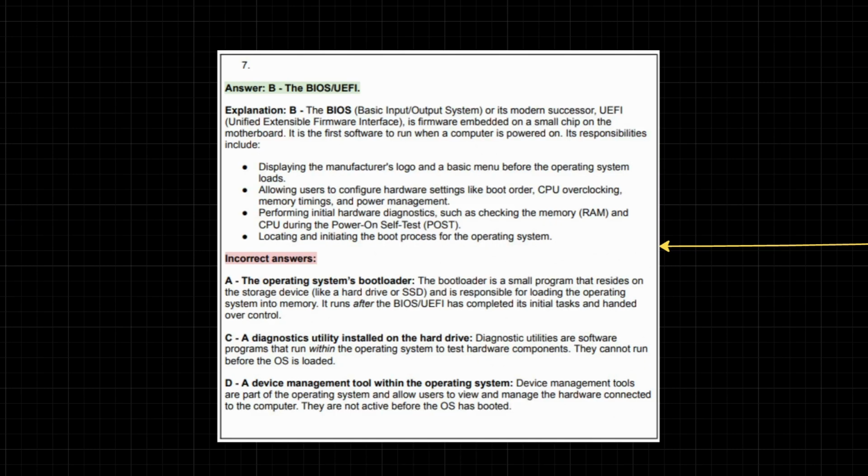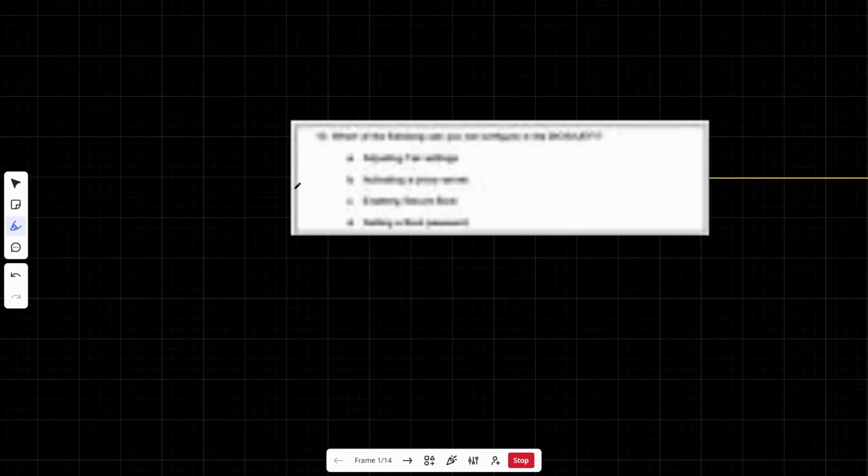B, the BIOS/UEFI. So just remember, guys, the BIOS, being the older version, and UEFI, being the more modern version with the graphical user interface, is what we use before the operating system boots up to do all those device level changes in the system. Okay, we talked about that. I'm not going to go into any more detail.